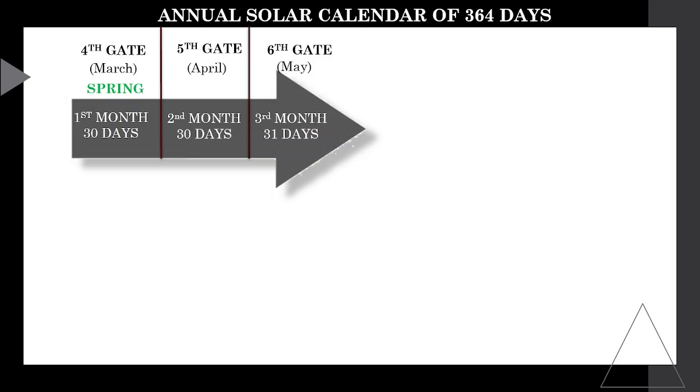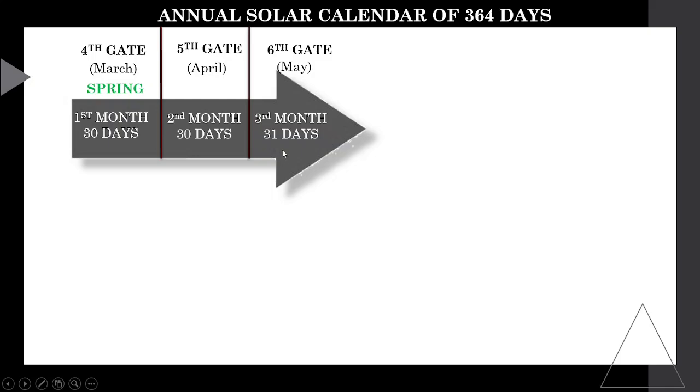So what you're looking at are 4 months, starting with spring, noticing that the sun comes through the 4th gate, beginning with March. March is the first month. Notice that each month has 30 days. March, April, which is the second month, has 30 days. May, the sun is in the 6th gate, has 31 days.